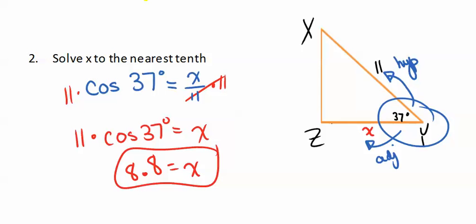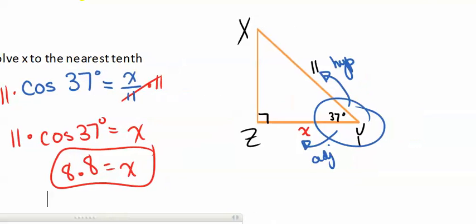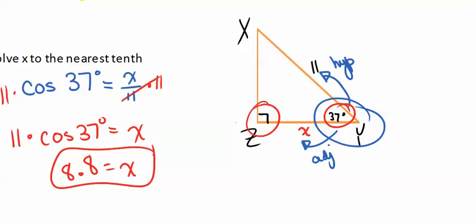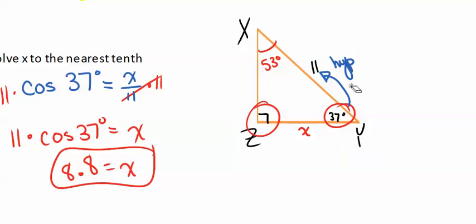Now, here's something that you'll need to know or want to know for future problems. You don't have to use cosine 37. What you could also do is you know that because this angle is 37 and this angle is 90 degrees, that angle x has to be 53 degrees. And then what you can do is figure out the perspective from angle 53 degrees.